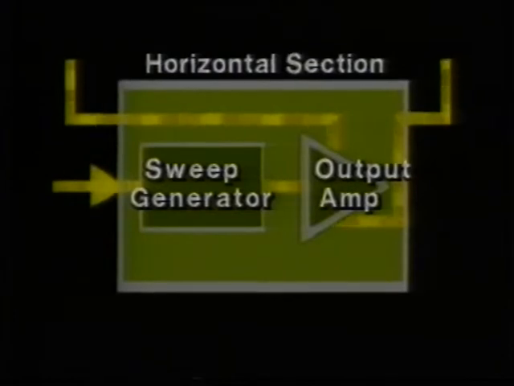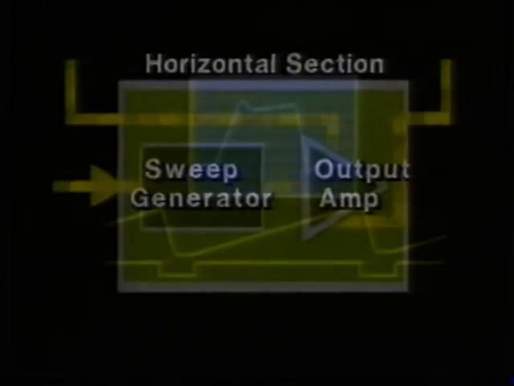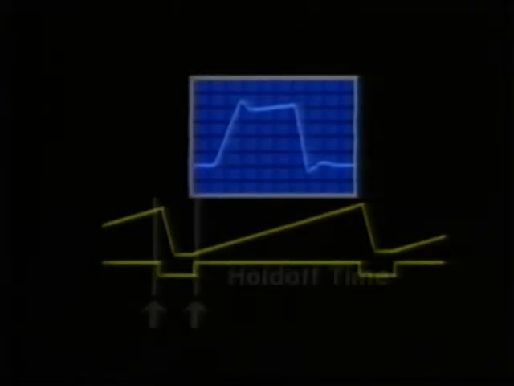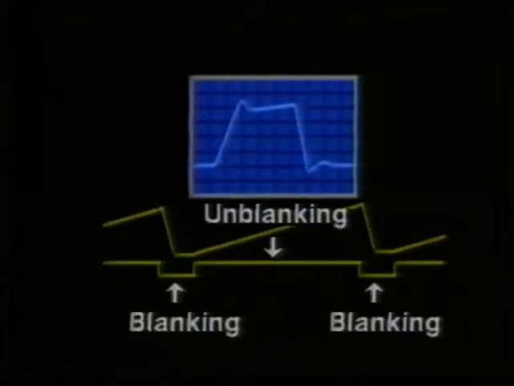The horizontal section contains the sweep generator, also called the time-base generator, and the horizontal output amplifier. Here are some signals generated in the horizontal section. The sawtooth waveform has several parts. The rising portion is called the ramp. The falling edge is the retrace. The time between ramps is called the hold-off time. Here are the blanking and unblanking pulses which are applied to the trace intensity circuit. Now let's look at each of these signals in more detail.